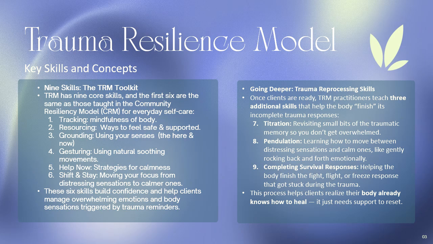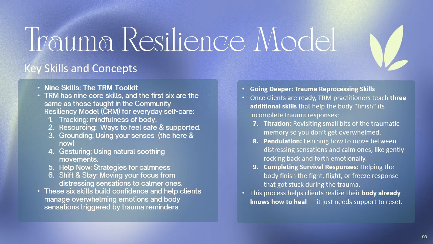Next is the fourth skill, gesturing, using natural soothing movements. Gesturing utilizes the body's own natural, often unconscious self-soothing movements, such as placing a hand on the heart, stretching, or wrapping oneself in a blanket. When made intentional, these movements reinforce safety and calm. Gesturing shows how the body can signal comfort to the nervous system without needing words.